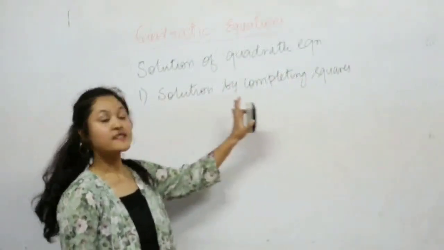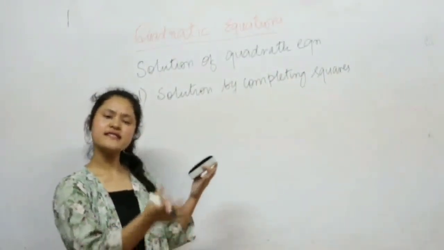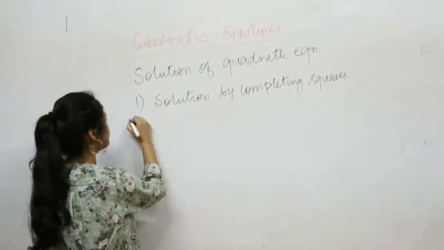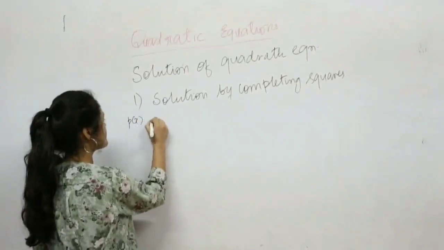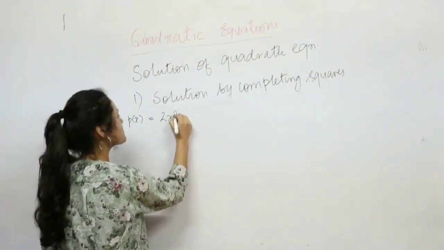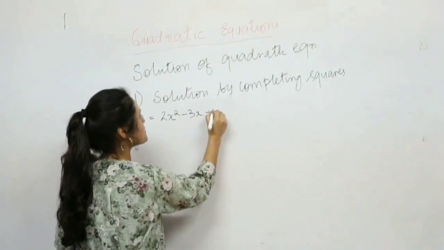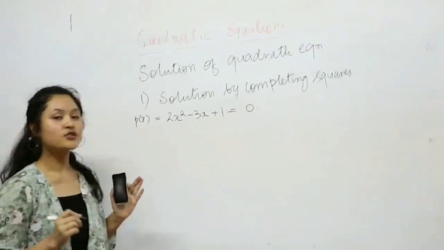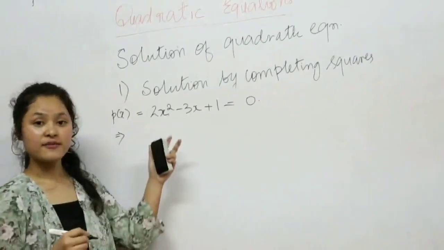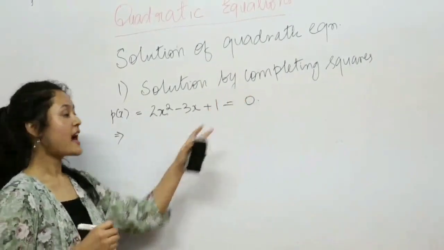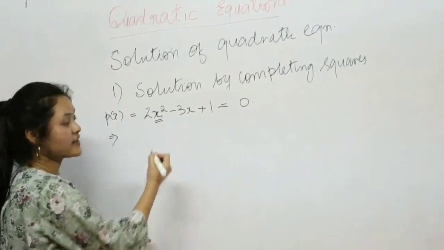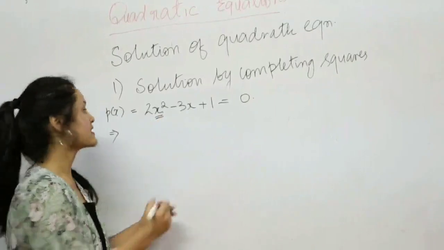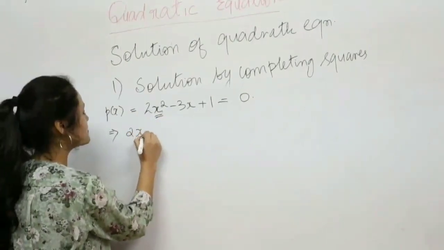So, for this method, I'll be solving the same example that we did in factorization also. The equation was 2x squared minus 3x plus 1. Okay. How do we proceed with this one? First step of this method, I need to make the coefficient of x squared equal to 1. So how do we do that? We just divide by 2 both sides. So let us divide by 2 both sides.